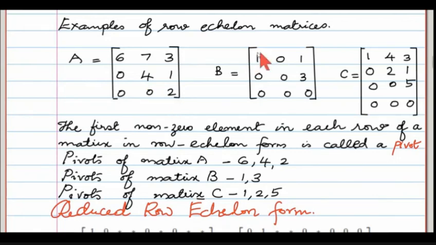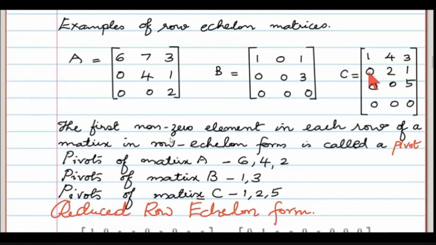Here the leading values are 1 and 3. So below 1 all the values are 0. Below 3 all the values are 0. To the left of 3 all the values are 0. Here the leading values are 1, 2, 5. And note that there is a staircase effect. So below all these values we have zeros. At the same time, to the left of these values, to the left of 5, we have zeros.